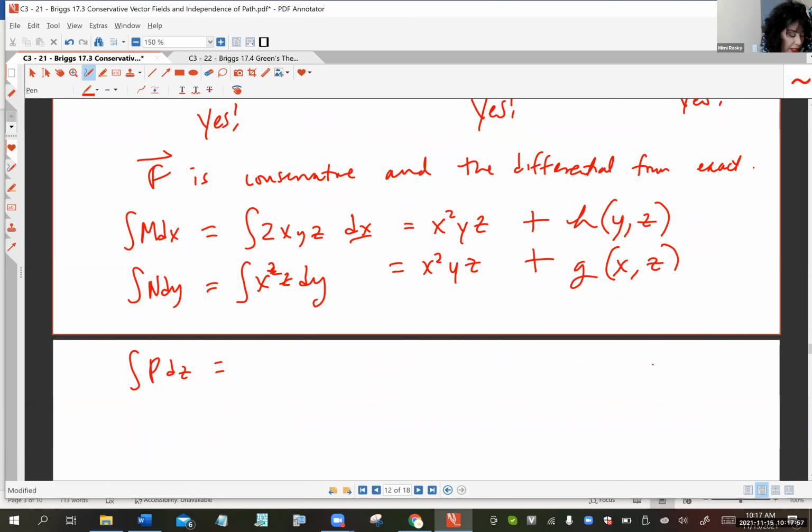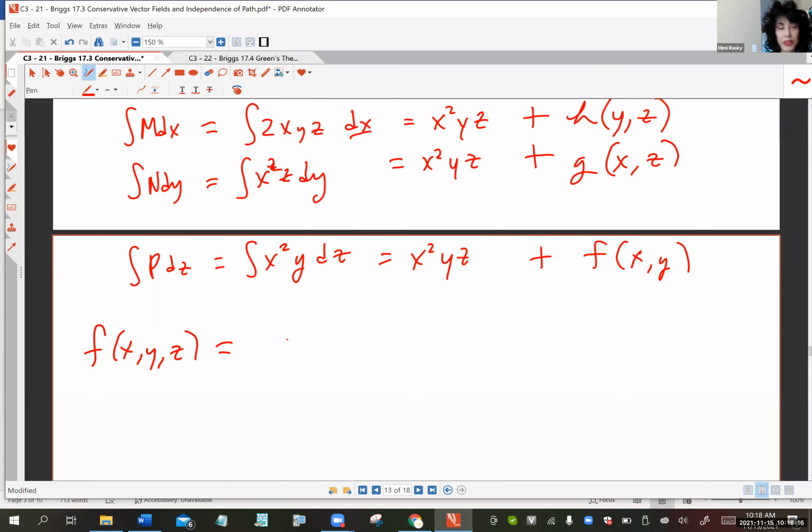And then finally, we're going to integrate P with respect to z, so x squared y dz. And what do you know? It's x squared yz plus some other function, we'll call it f of the other two variables x, y. And then you're going to get the mama function, which you want to call f of x, y, z. These three results from the integration are all just duplicates of each other. Please do not add them all up together. Just take one instance of it.